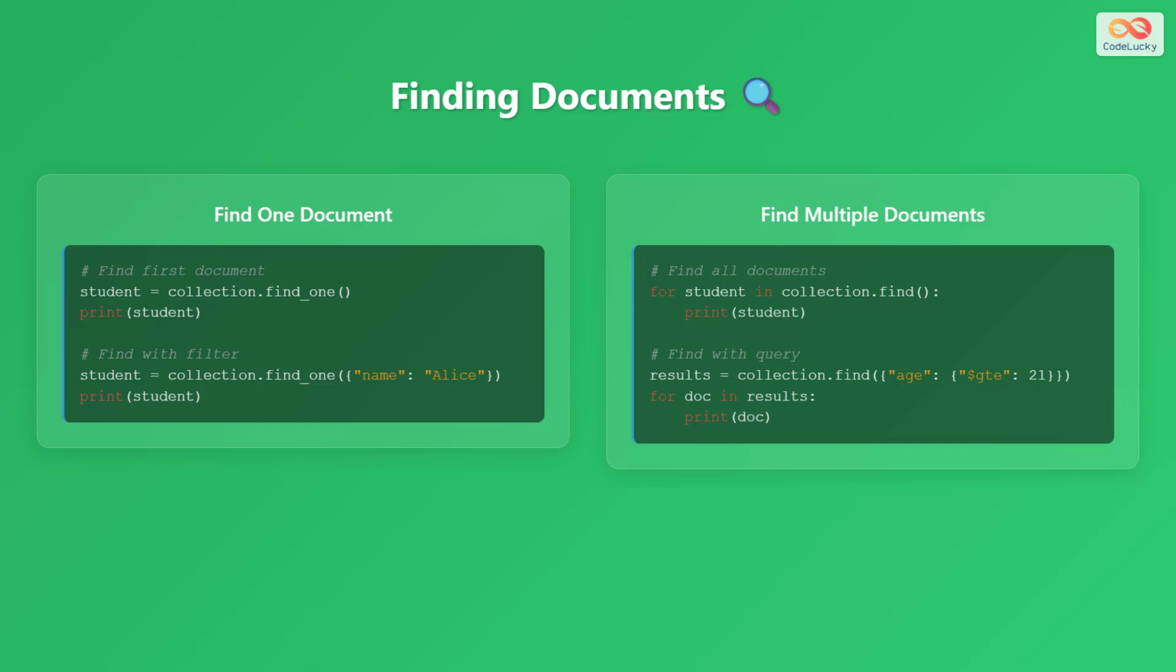You can also pass a query filter to find to retrieve only the documents that match the filter criteria. For example, you can find all the students whose age is greater than or equal to 21 by using $gte, which stands for greater than or equal to.